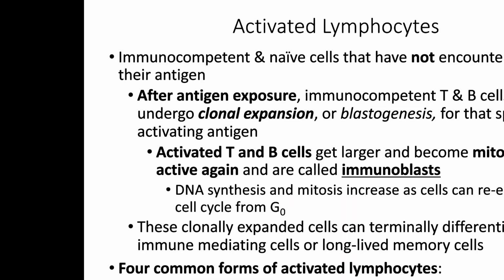So activated or atypical lymphs just mean that there is a lymphocyte that is reacting to something. So immunocompetent and naive cells just mean that they haven't been able to find their antigen just yet. But once they find the antigen that they're able to bind to, then they'll undergo clonal expansion. The activated B and T cells actually become larger and become mitotically active again, and they develop into these immunoblasts. Eventually, those immunoblasts will develop into these four types of activated lymphocytes.